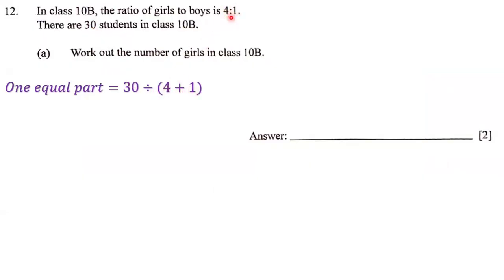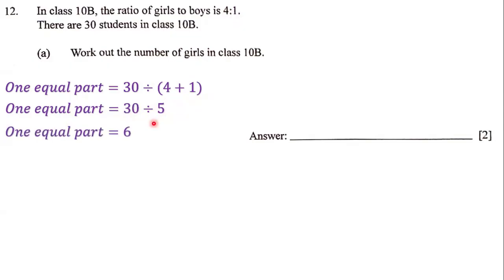And we got 4 plus 1 because if you notice this ratio, we use the numbers inside the ratio, 4 and 1. And so we say 30 divided by 4 plus 1. What is 4 plus 1? Well, 4 plus 1 is 5. So one equal part is equal to 30 divided by 5. And 30 divided by 5 is definitely 6. And so that is one equal part.